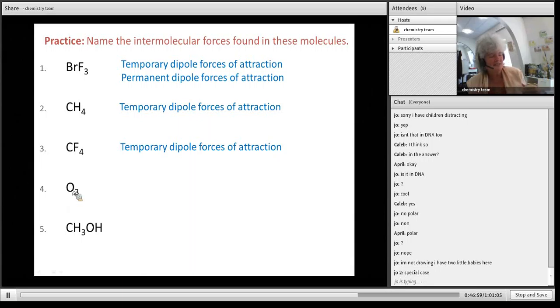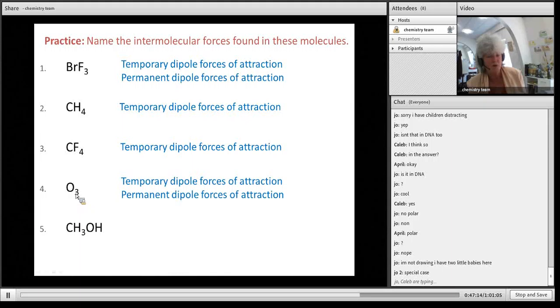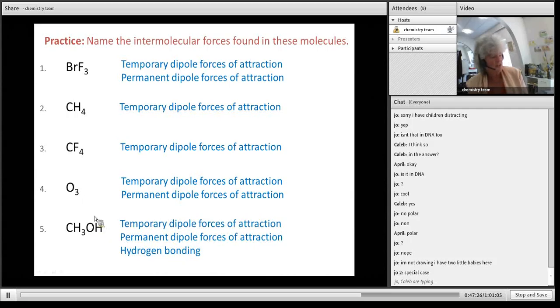So although there's no difference in electronegativity, because of the shape of ozone, you're going to have a different distribution of charge. So there is a separation of charge, so ozone is actually polar. The middle oxygen hasn't got as many electrons around it as the ends. Okay, methanol, I hope you see that OH in there, and hopefully that'll trigger the fact that there's hydrogen bonding. You won't have hydrogen bonding in any of these because in none of these do you have hydrogen attached to a fluorine or to an oxygen or to a nitrogen.